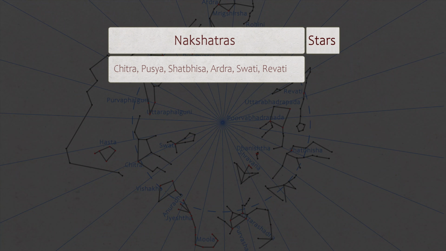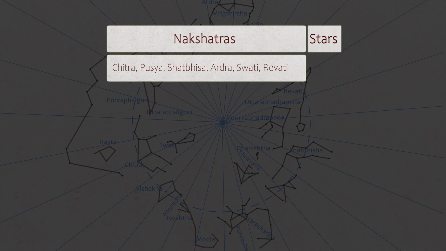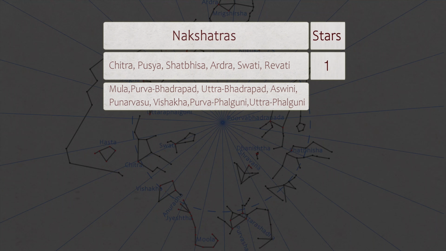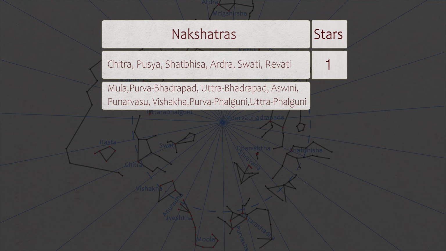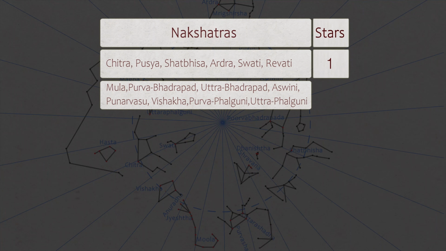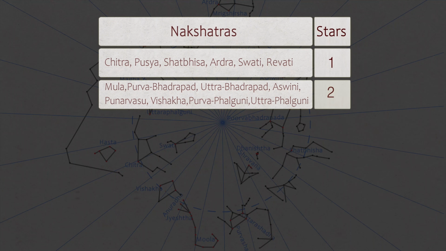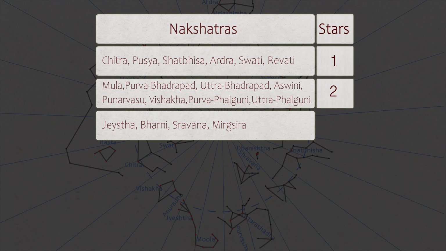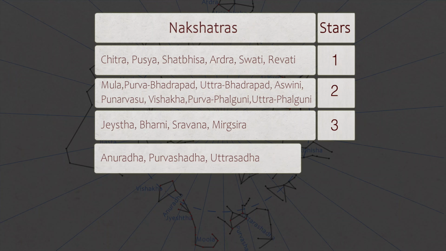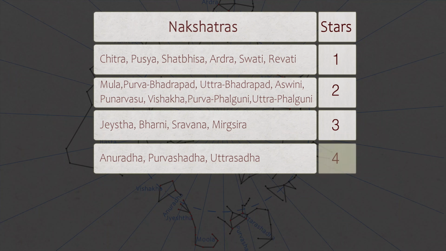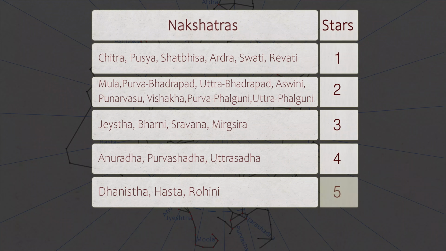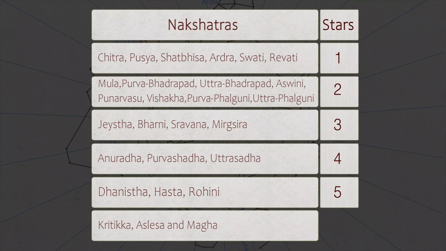Chitra, Pusya, Satvisa, Ardra, Swati and Revati contain 1 star. Mula, Purva Bhadrapada, Uttara Bhadrapada, Aswini, Punarvasu, Vishakha, Purva Phalguni and Uttara Phalguni contain 2 stars. Jeshtha, Bharni, Shravana, Mrigsira contain 3 stars. Anuradha, Purva Asadha, Uttara Asadha contain 4 stars. Dhanistha, Hasta, Rohini contain 5 stars. And Kritika, Aslesa and Magha contain 6 stars.